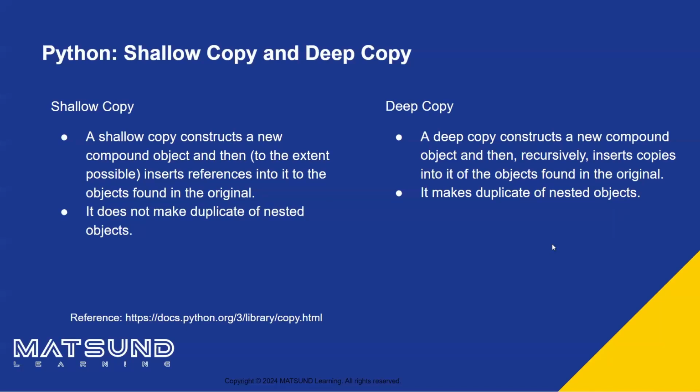Here we will talk about a Python program of shallow copy and deep copy. This helps us understand process address space and the difference between shallow copy and deep copy. To explain these differences, let's look at an example.